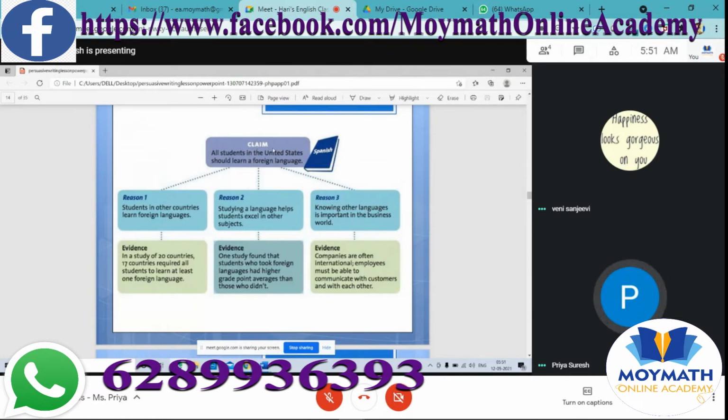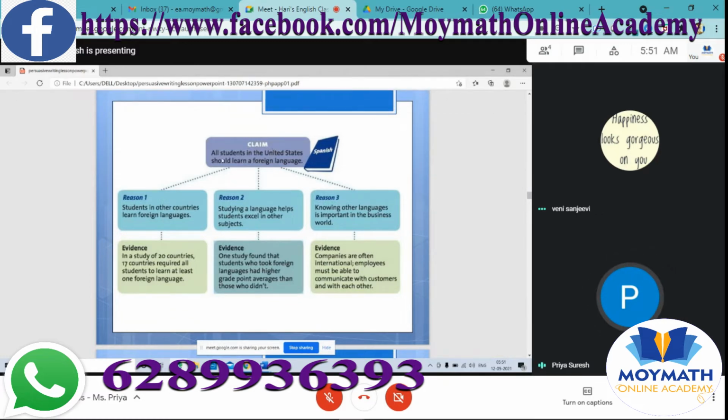First, you should make a claim. See, in the claim, please don't use in my opinion, I think. See how they have given the claim: all students in the US should learn a foreign language. So, what about you, Harry? Do you agree that students in the US should learn a foreign language or need not learn a foreign language? They should. Do you learn a foreign language?